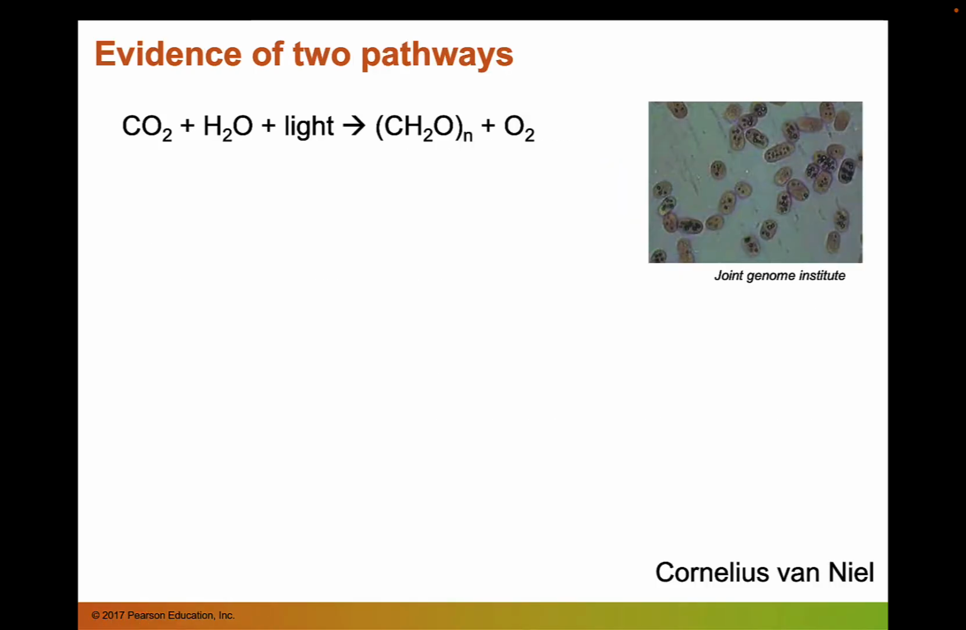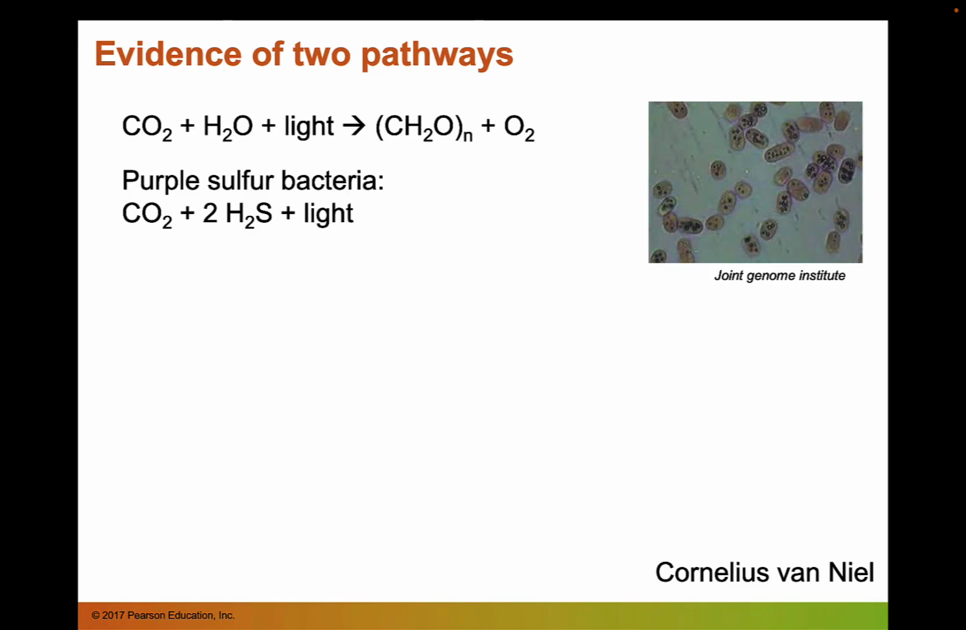But first, I want to begin by talking about this evidence that there are 2 pathways, okay? So here's that formula rewritten where we have carbon dioxide, water, and light. And that gets converted into sugar. So this is my formula for carbohydrates, CH2O, and oxygen. And originally, scientists hypothesized that this carbon dioxide was combined with water in a single reaction, and then that oxygen was released as oxygen gas.